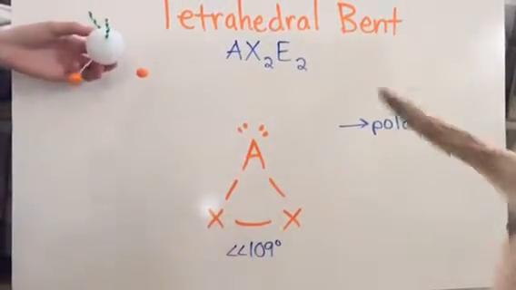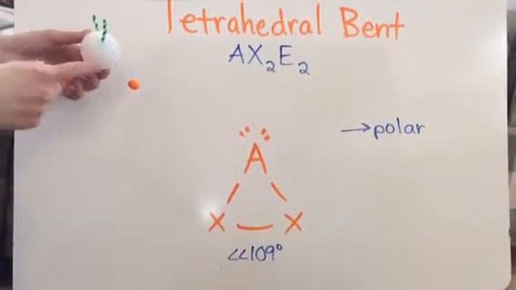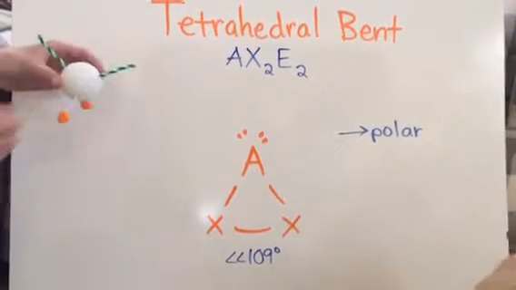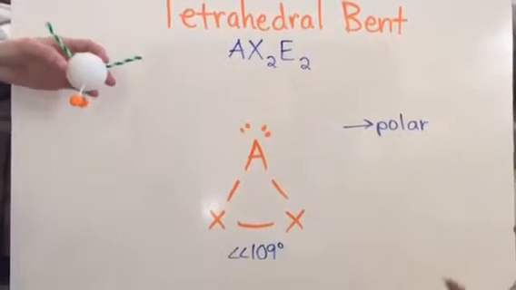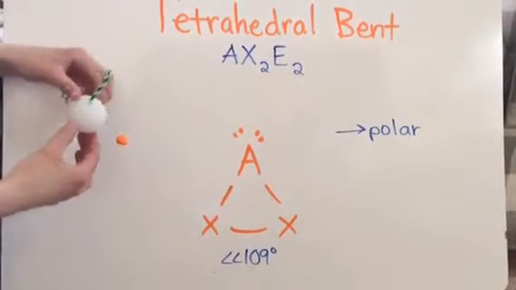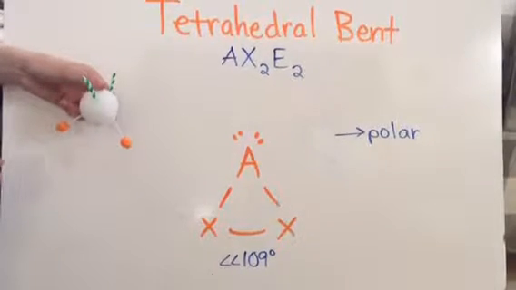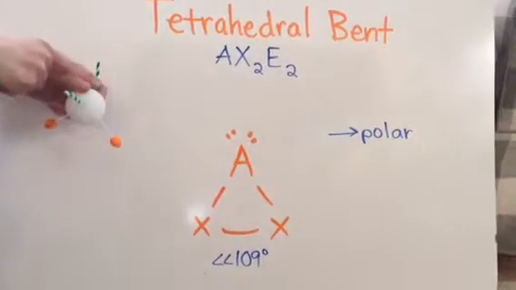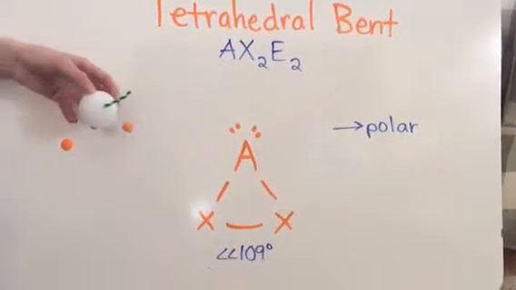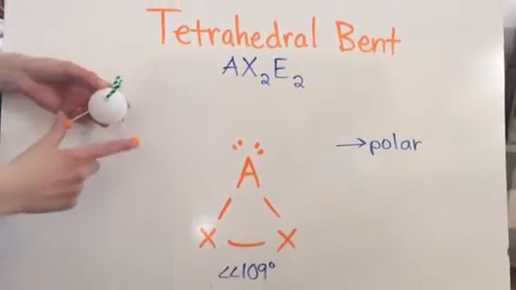Tetrahedral bent is one central atom surrounded by two bonded pairs of electrons and two unbonded pairs of electrons. The electrons are less than 109 degrees apart, and it gets the bent shape because the two unpaired electrons repel more, giving it the bent shape. And the atom is polar because the charges don't all cancel out in the middle.